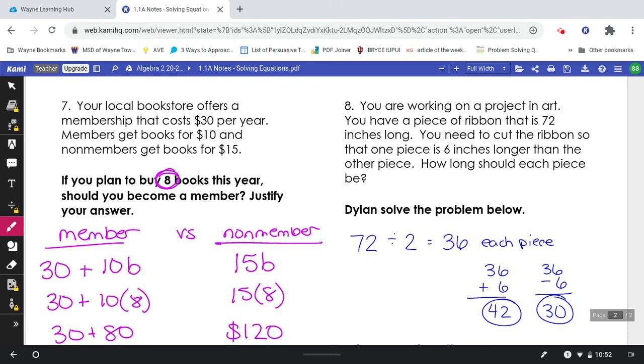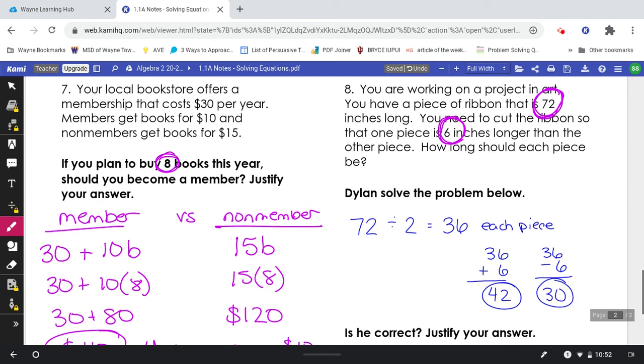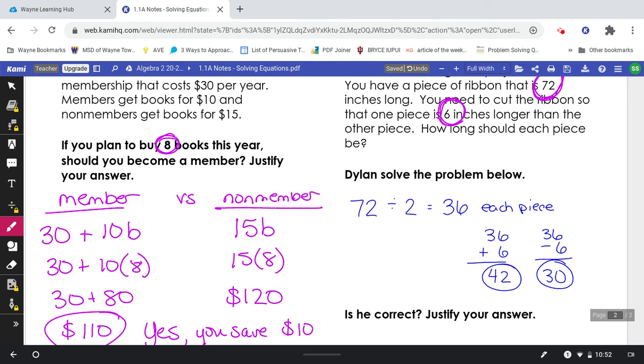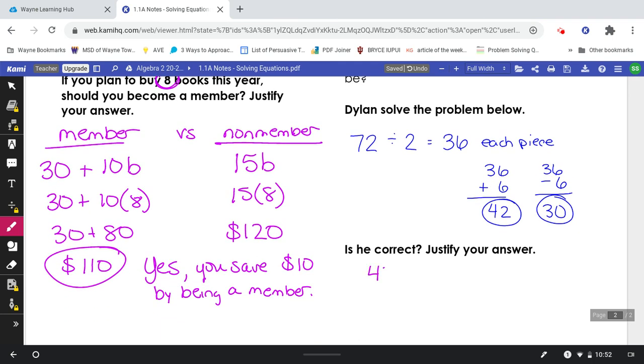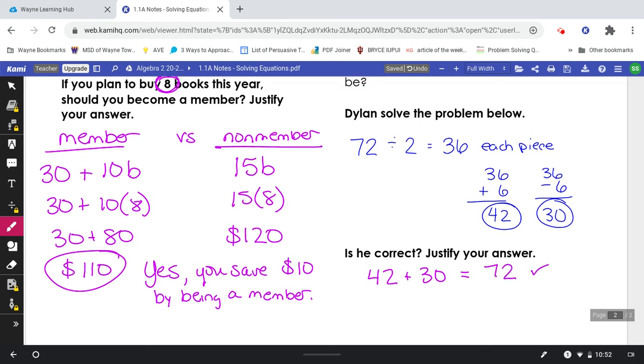So take a minute and think about that. See if it meets the criteria. Are those 2 pieces of ribbon 72 inches total? Are those 2 pieces of ribbon, is one 6 inches longer than the other? So I'm going to check. I'm going to take the two numbers that Dylan thinks. I'm going to add them together to make sure they make 72. So 42 plus 30, yes, that is 72 inches long. So he's good on that aspect.